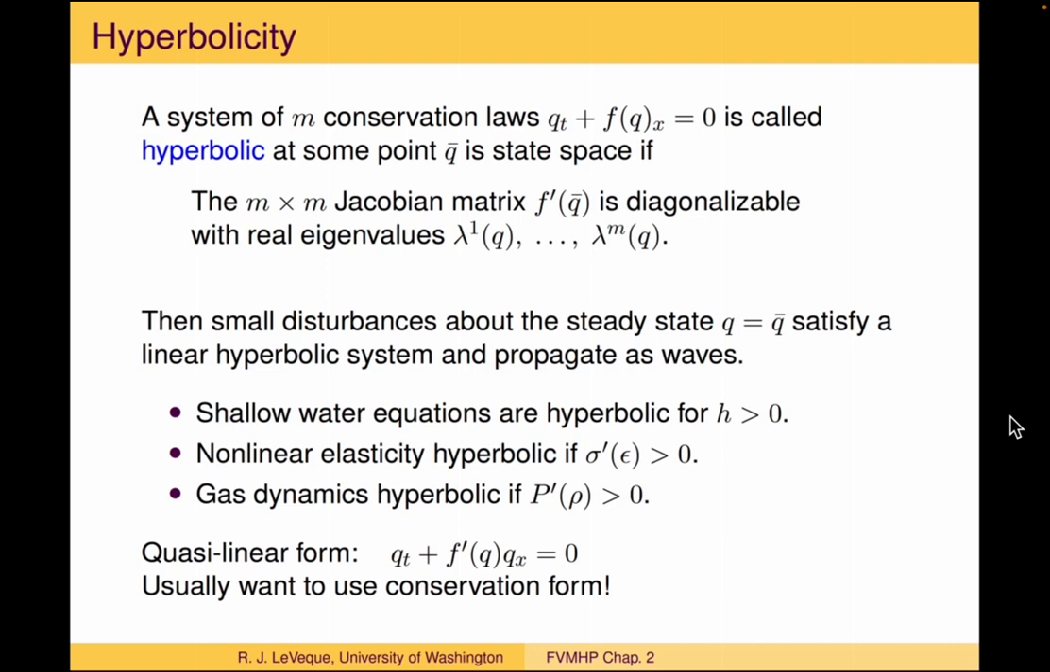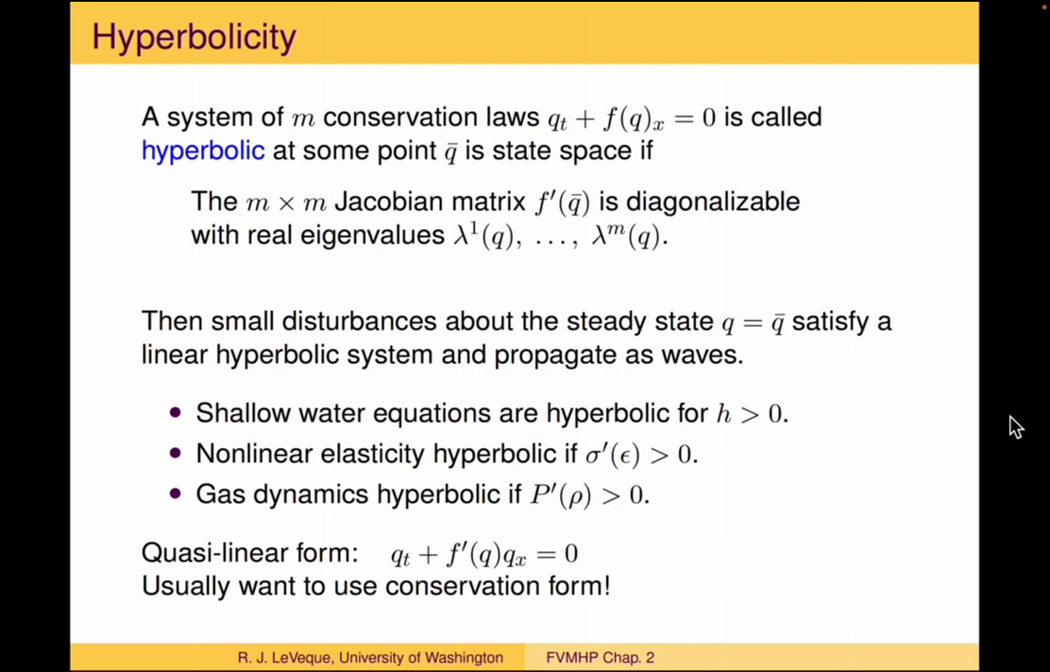For gas dynamics, you end up with the condition that P prime of rho has to be positive in order for it to be hyperbolic, because it's the square root of P prime of rho that comes into the eigenvalues, as we just saw. And so that says that pressure has to be an increasing function of density. As you compress a gas more, the pressure increases, which is a natural physical condition.